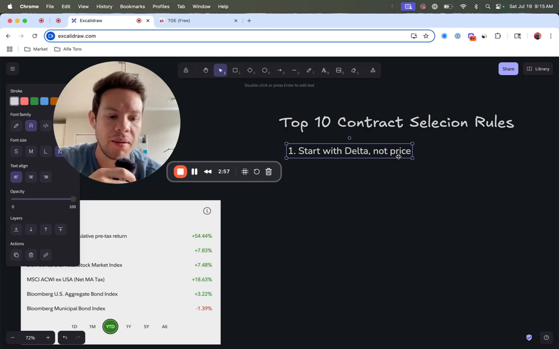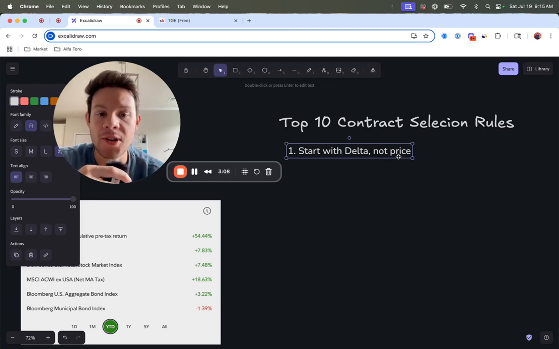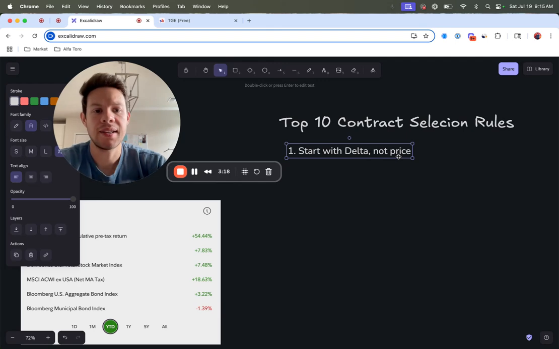So if time destroys your delta and it finally starts moving, your contract is going to have to work even harder to even become profitable. So it's important to not pick lottery tickets, right? Always check that you have a solid delta here.